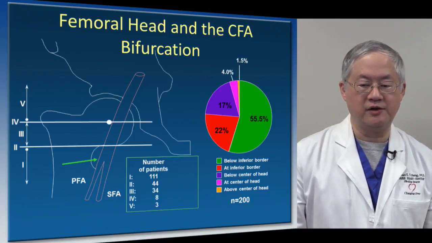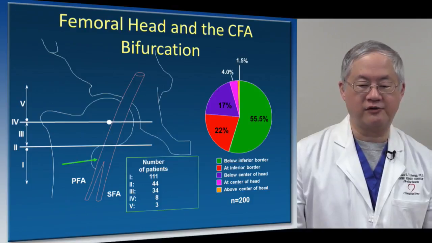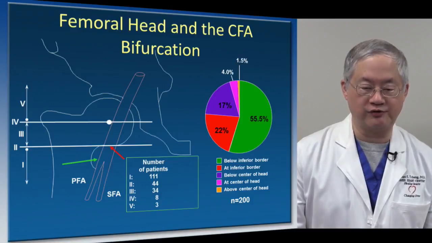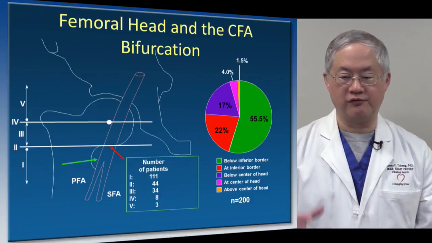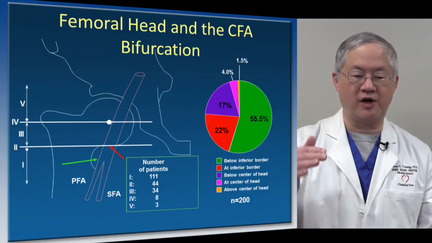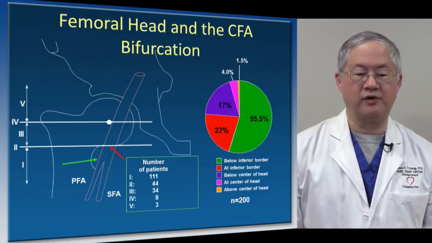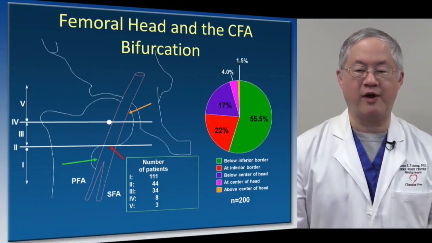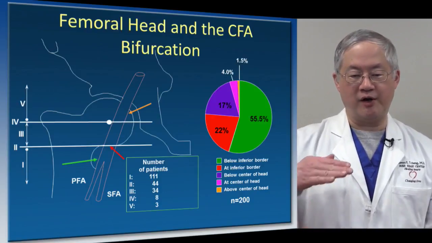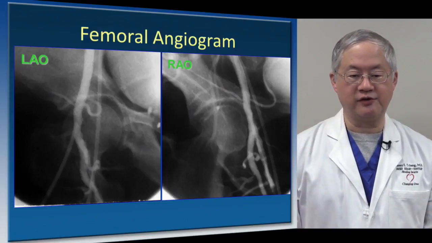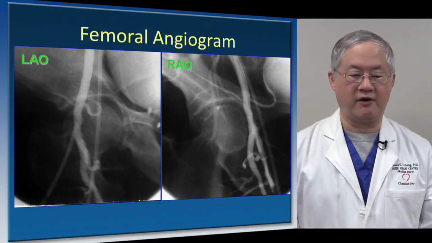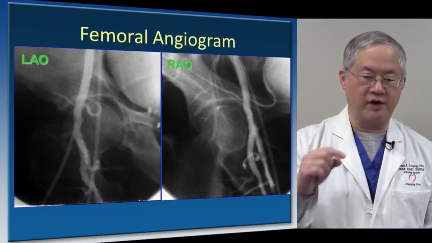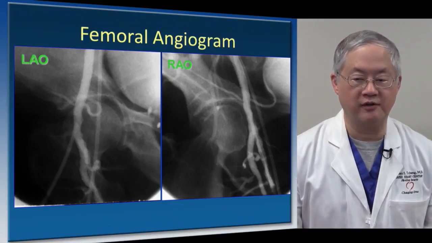And you can see in the green, about 55% of the time, it's below the inferior border of the femoral head. About 22% of the time, it's at the inferior border. So if you add those two numbers up, it's about 3/4 of the time, it's at or below the level of the inferior margin of the femoral head. Unfortunately, there's a small proportion of time, about 1.5% of the time, where it's even above the midline of the femoral head. But most of the time, if you're sticking right at the top, the middle of the femoral head, you're going to be above the bifurcation of the profunda.